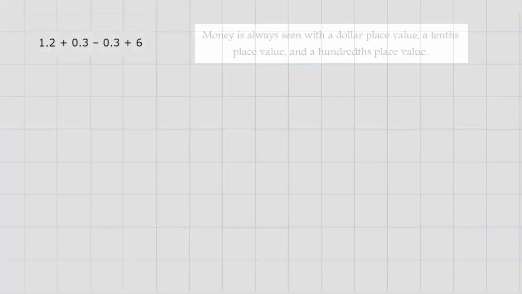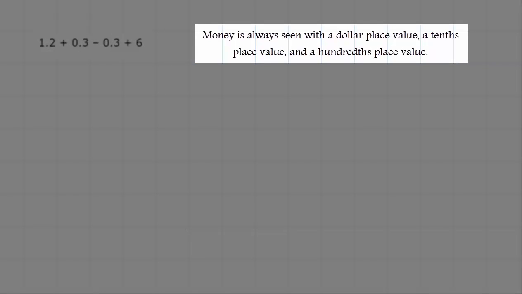And we all know about money. Money is decimals. Money can be fractions as well. So when we look at the problem in front of you, 1.2 plus 0.3 minus 0.3 plus 6, let's first of all write it like it would be money instead of the decimals that they have there.